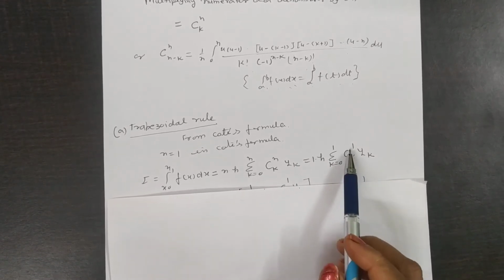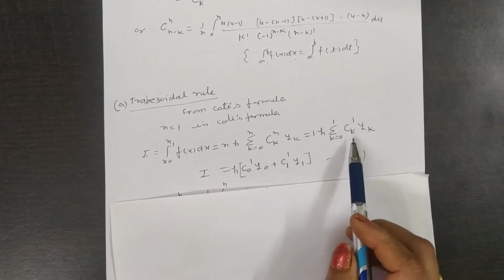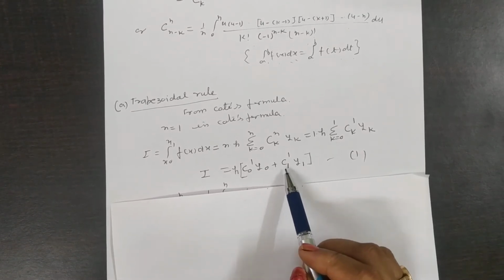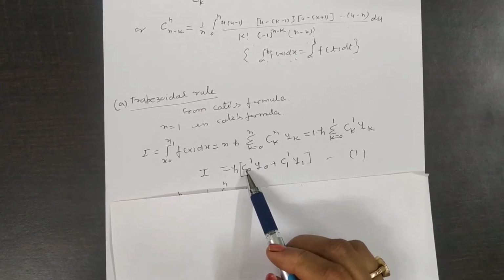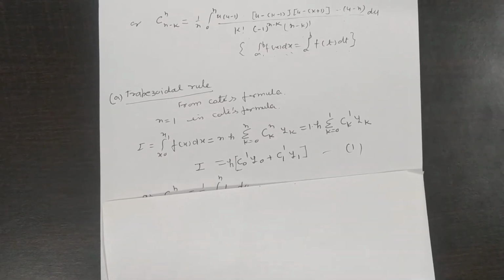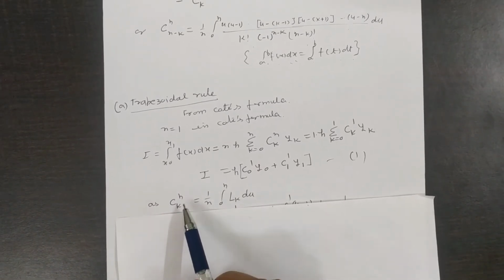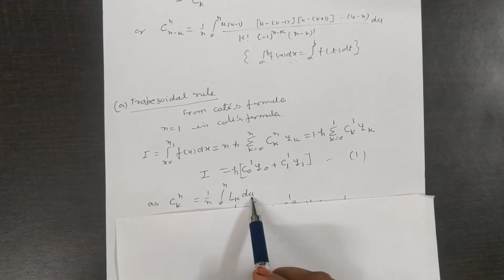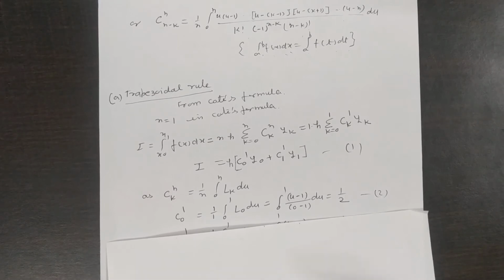Now we find these using the formula. If you open this summation, you get I equal to C_0^1 y0 plus C_1^1 y1. Now you will find these values, C_0^1 and similarly C_1^1. According to the Cotes formula, you know C_k^n is equal to 1 by n times the integral from 0 to n of L_k du. Yes, you know this one. Now, this is Lagrange interpolation.